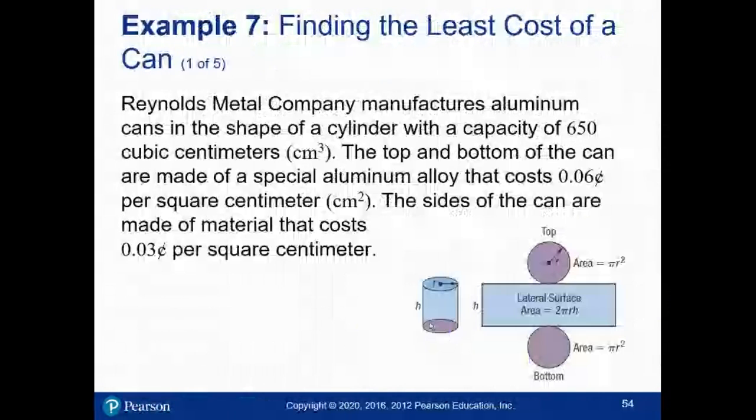On to the next example. We've got a metal company. We manufacture cans. Awesome. Why not? They're cylinders, as they tend to be, with a capacity of 650 milliliters. A cubic centimeter is a milliliter. The top and bottom of the can are made with a special aluminum that costs 6 cents per square centimeter. But the sides are a bit cheaper. They're made out of 3 cents per square centimeter.